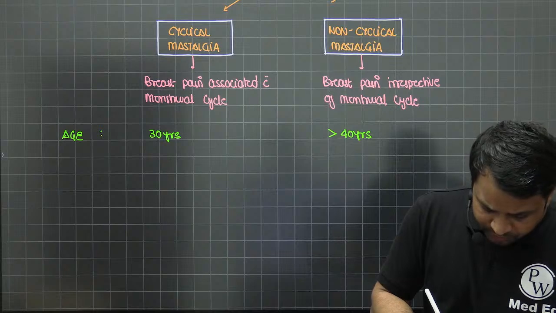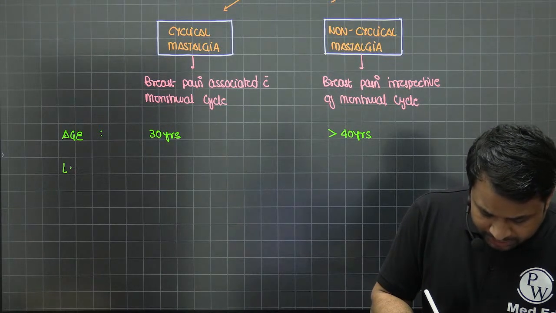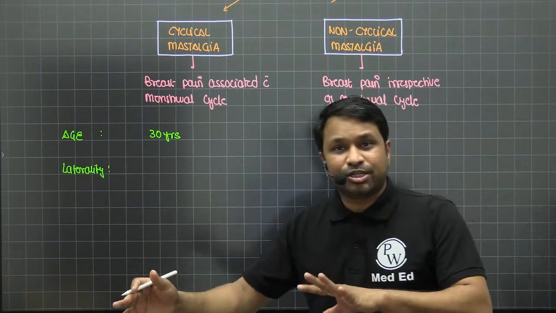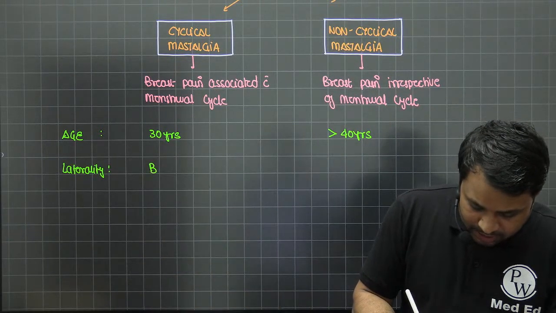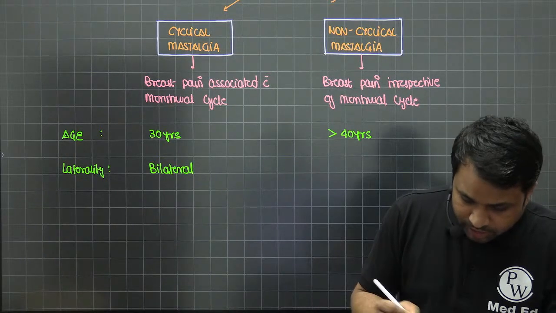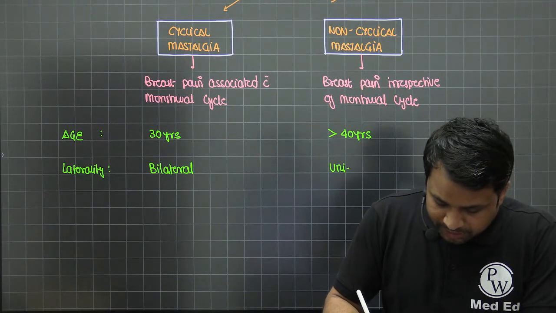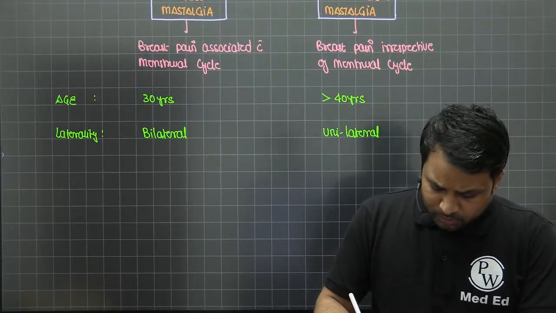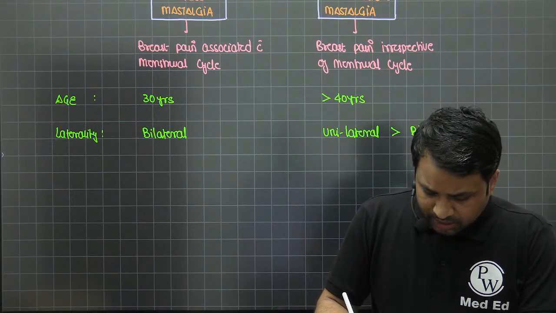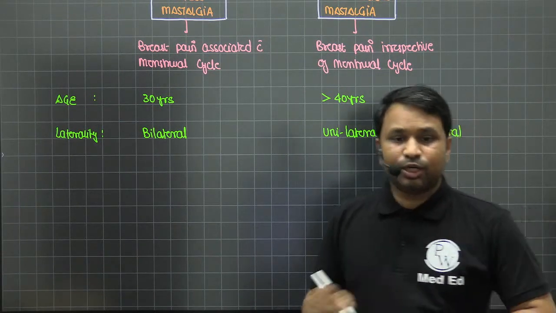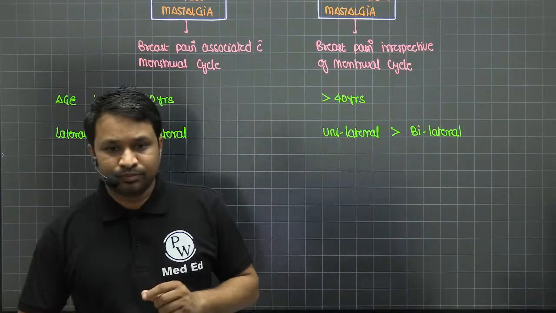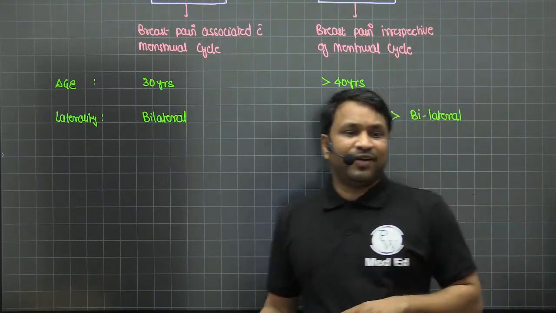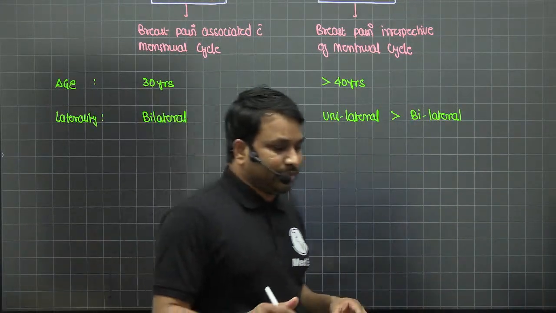Now, when you look at the involved sites, or what we call laterality, that is going to be unilateral or bilateral. Cyclical mastalgias are usually bilateral. Non-cyclical are usually unilateral, so they are specific to the site of the pathology. I'm not saying they cannot be bilateral, but most often they present to you as unilateral pain, right? So age is the first determinant factor, then laterality is the second determinant factor, then you will see the area which is going to be involved.